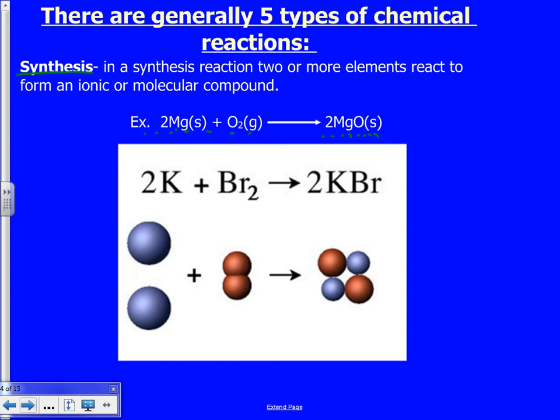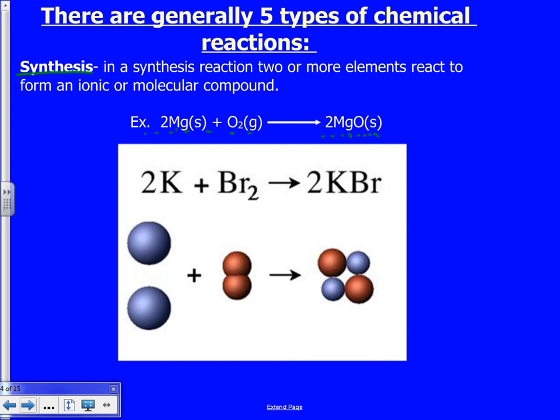Now, at this point, a lot of people ask, what's the S and the G for? The S and the G, and sometimes you'll see an L, or sometimes an AQ, those are the states of matter. It's just out of habit that I put them on there. In Science 10, actually, you don't have to. But for right now, you see them up there if you want to know what they are. It's telling me that magnesium solid is reacting with oxygen gas to produce magnesium oxide solid.